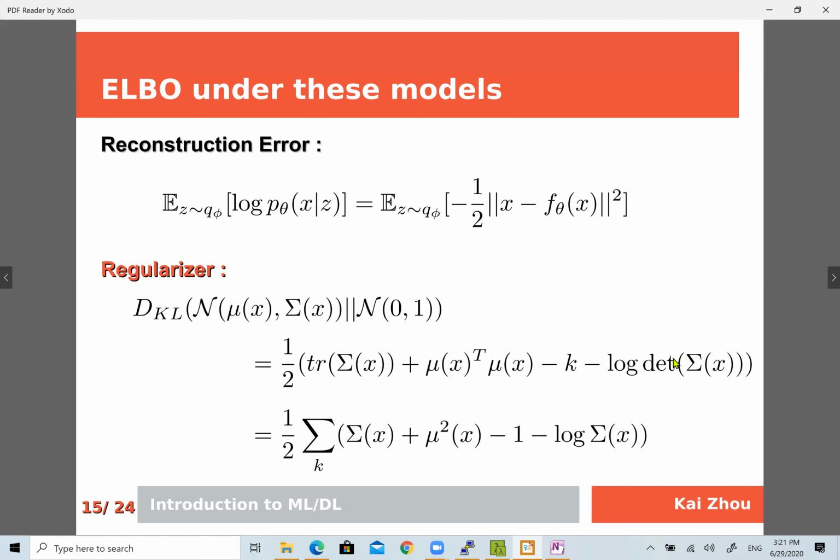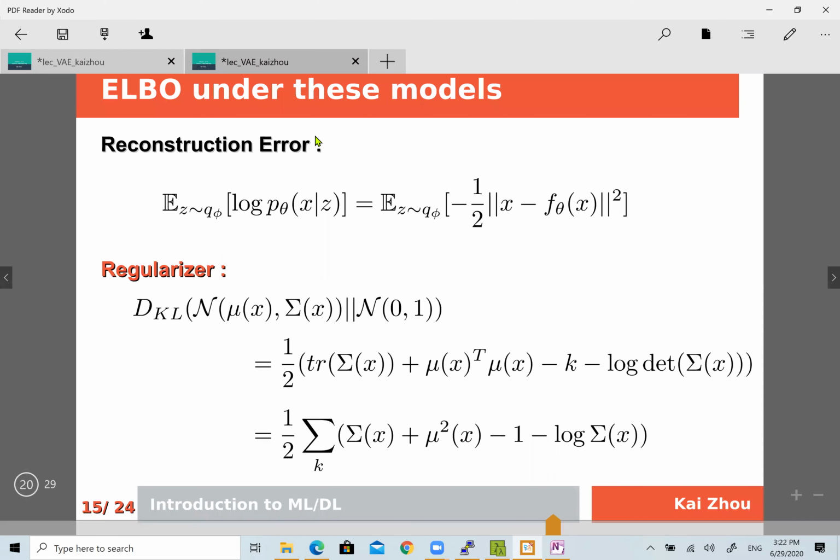And as we said, calculating the determinant of a matrix is not so easy. So to simplify the calculation, we usually assume our Gaussian distribution's variance to be of diagonalized form. So this determinant can be just a summation over your diagonal elements, right? That's why we have this simplified version here. Okay, so now we have the loss function with two terms. One is this reconstruction error, one is this regularizer. Sounds like all the job is done, right?